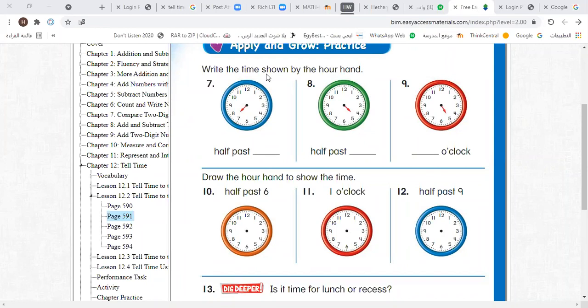Adam, can you answer number 7? What's the time in number 7? It's half past what? Half past 7. Very good. It's half past 7. Super boy. Thank you, Adam.